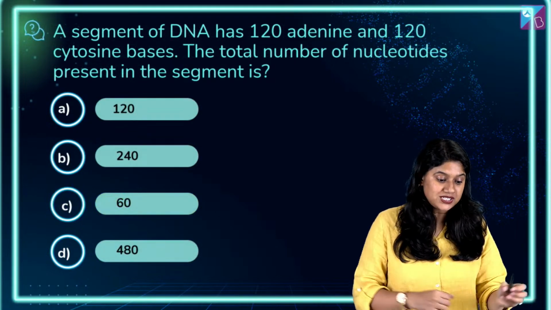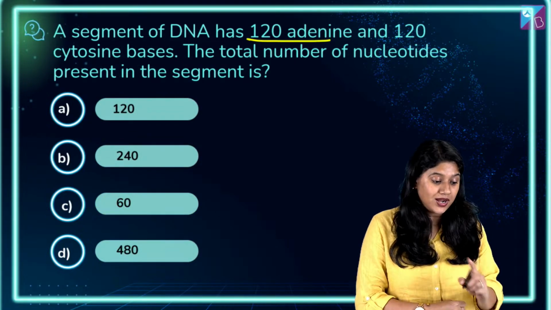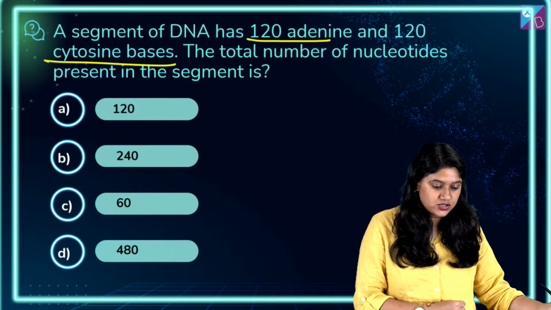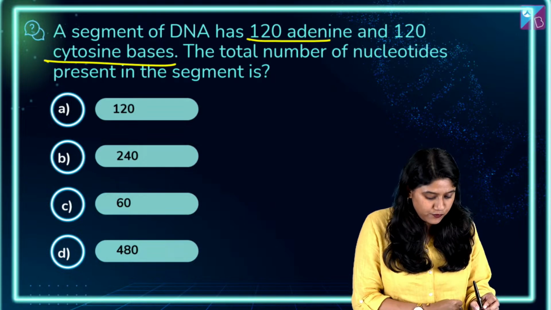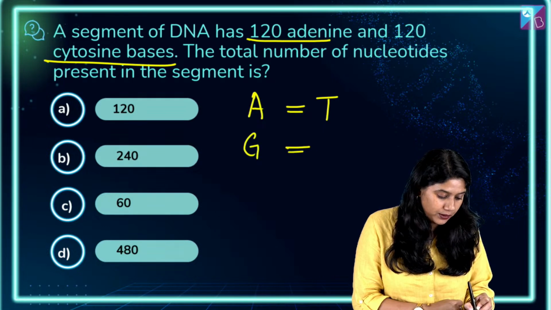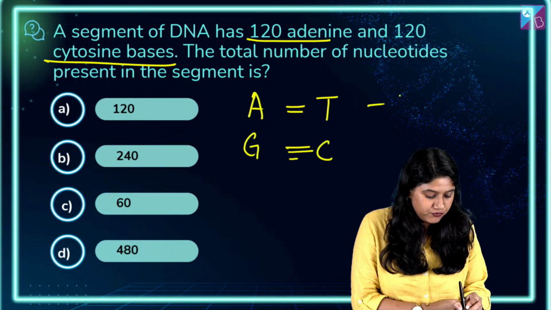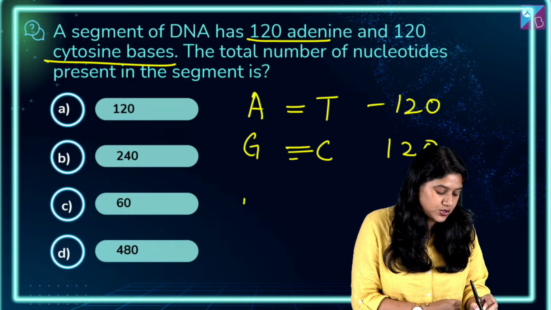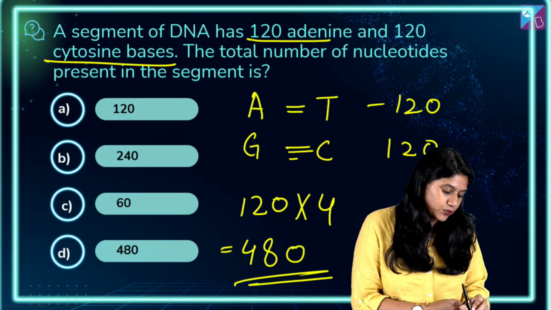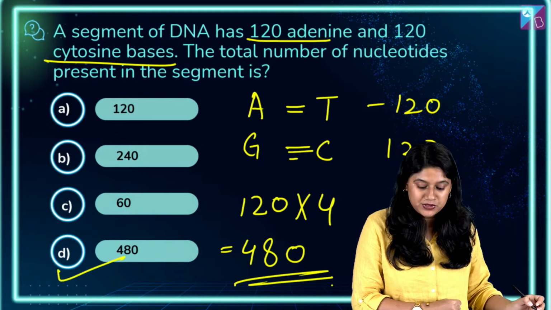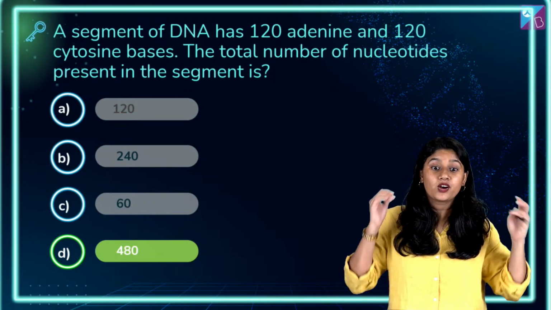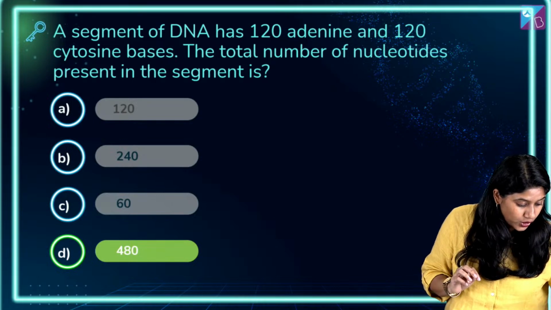Now the other question was: a segment of DNA has 120 adenine and 120 cytosine bases. We have to find the total number of nucleotides. Of course we know that whatever is A will be the same as T, and whatever is G will be the same as C. So if we have this 120, this 120, 120, and we have 4 nitrogenous bases, the total answer is 480. So that is option number D. Very good everyone. I hope that all of you got this question.